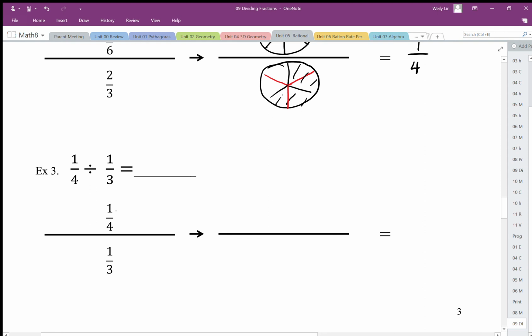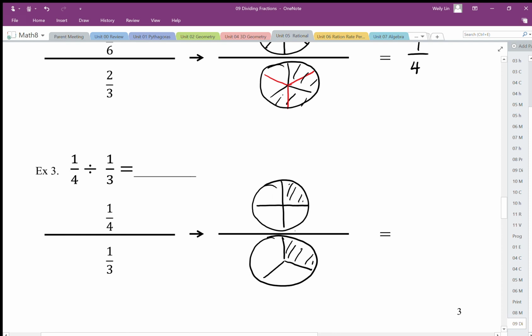So 1/4 divided by 1/3, we have my 1/4 fraction here, and I have a 1/3 fraction here. It looks like this 1/4 is slightly smaller than the 1/3. Now it's kind of hard to tell, but it looks to me maybe like a 3 parts to 4 parts, or 3/4 comparison. So to make this comparison a little bit easier, we can make the slices the same.